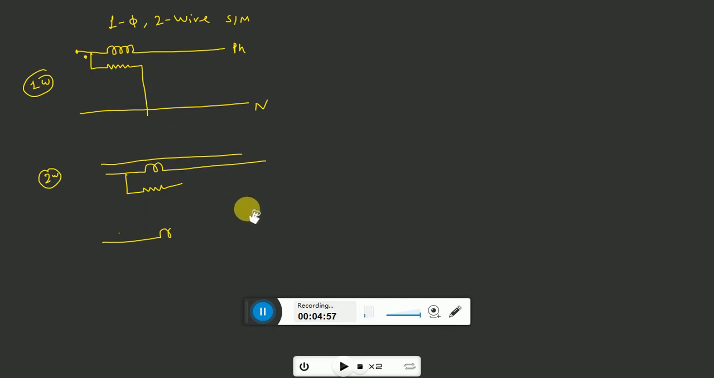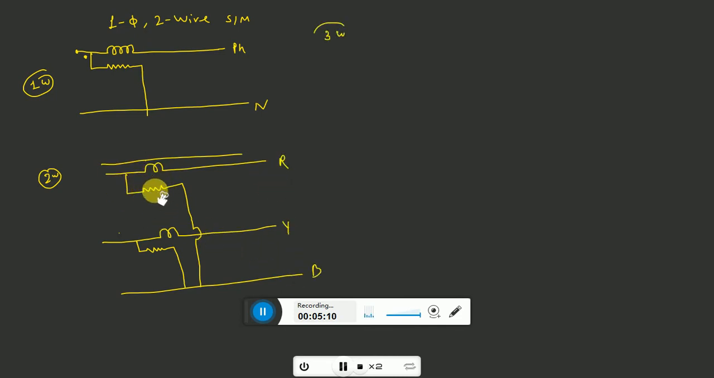Second is the 2 wattmeter method. In the 2 wattmeter method, here we have a 3 wire system, and in a 3 wire system we calculate power with the help of the 2 wattmeter method. Next is the 3 wattmeter method.